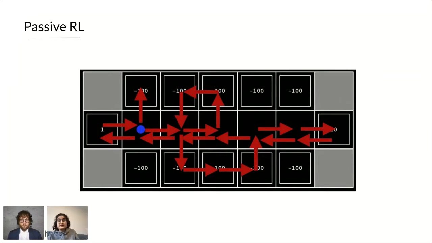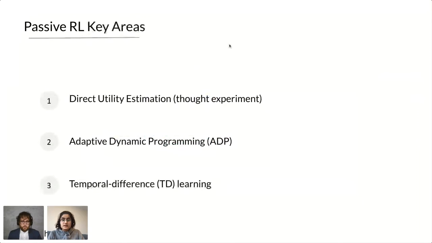of what the agent tried to do. So the actions that it took, and then the resulting transitions that occurred and the rewards that actually came from those actions and transitions. And so if we were able to learn a good policy or utility function from this information, or just really anything about the environment, then what we've done is passive RL. And so the key areas within passive RL, the first one is direct utility estimation.